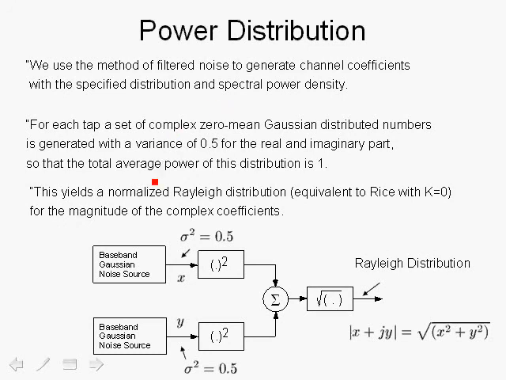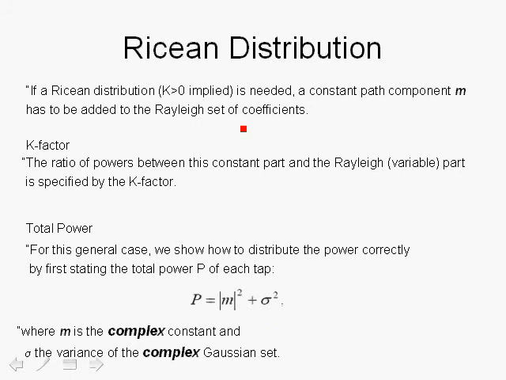So for simulation purposes, what we do is we actually use a baseband Gaussian noise source to generate a Gaussian process X with variance sigma squared equal to 0.5, and also the imaginary part Y, also generated by a baseband Gaussian noise source with normal distribution. And of course, the magnitude of the complex number X plus jY will then be a Rayleigh distribution. Of course, we're talking about the baseband equivalent model for the waveform.